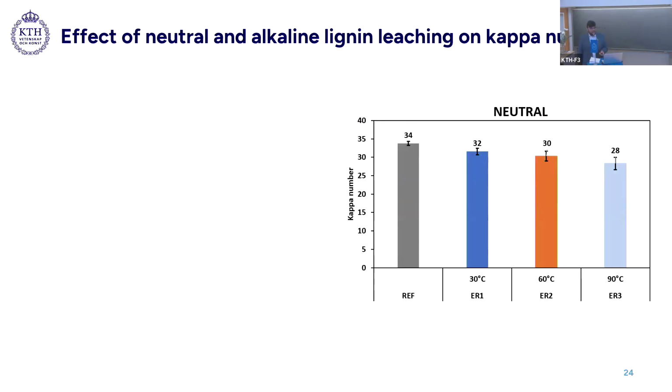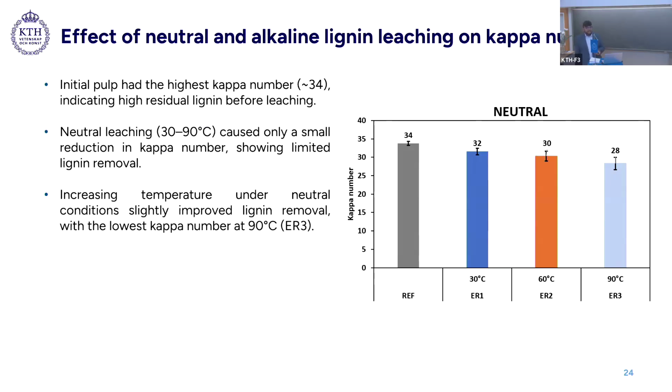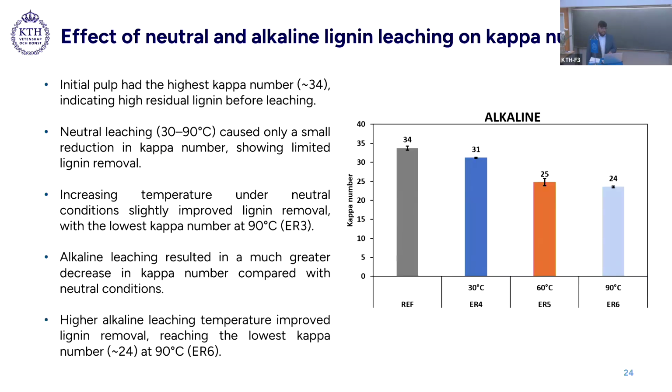And coming to the effect of neutral and alkaline lignin leaching on kappa number, we could see that the initial kappa number was 34, and with neutral leaching, we had a small reduction in kappa number going to 28 for the 90 degrees Celsius leaching. In comparison, alkaline leaching resulted in a greater decrease in kappa number compared to the neutral ones, and the kappa number went as low as 24 at 90 degrees Celsius leaching.